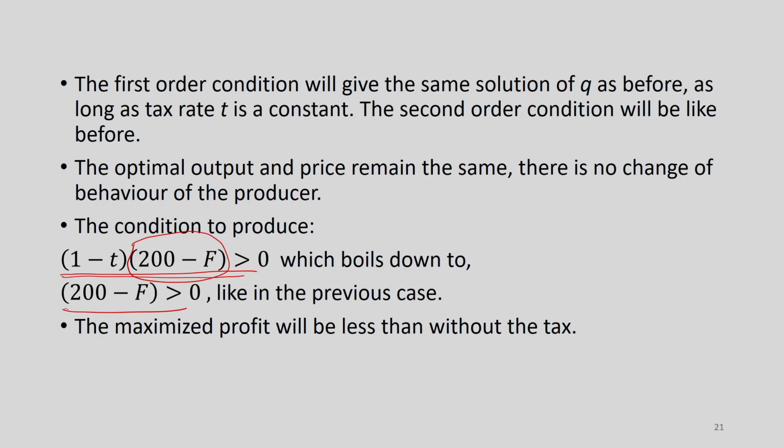So, in case of tax on profit also, the behavior of the producer does not change due to the tax. He will demand the same price, he will be producing the same output as before the tax. One thing will change, that the maximized profit will be less, because a part of the profit has been taxed away.